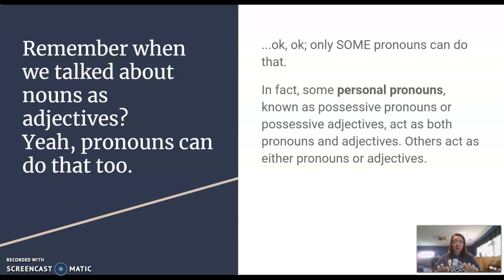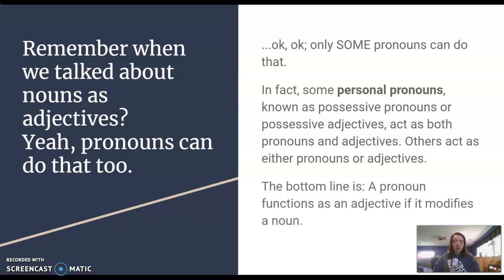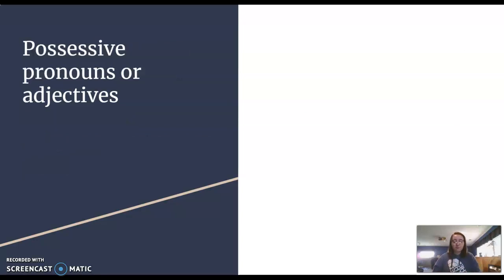So with these particular ones, we're not changing them into adjectives. They're doing it at the same time. They're being a pronoun and an adjective at the same time because they're kind of working with two separate nouns. And I will show you how this works on the next slide. But for now, just understand that a pronoun functions as an adjective if it modifies a noun. That's the key thing to remember, that modification word. It's changing the noun in some way.